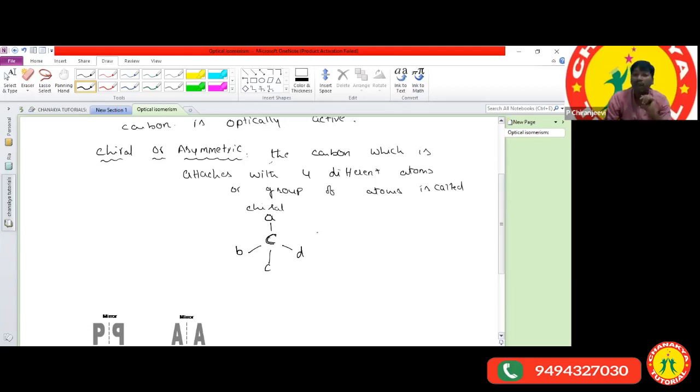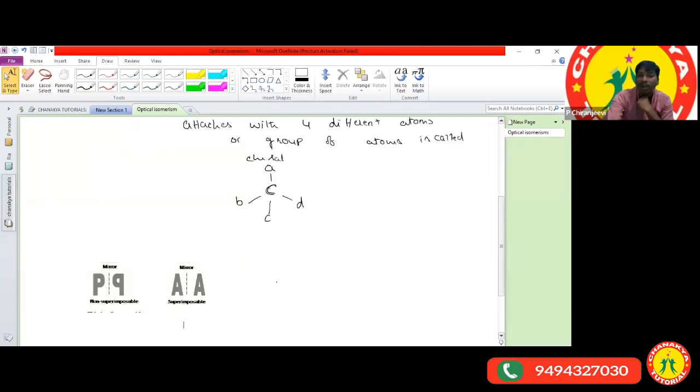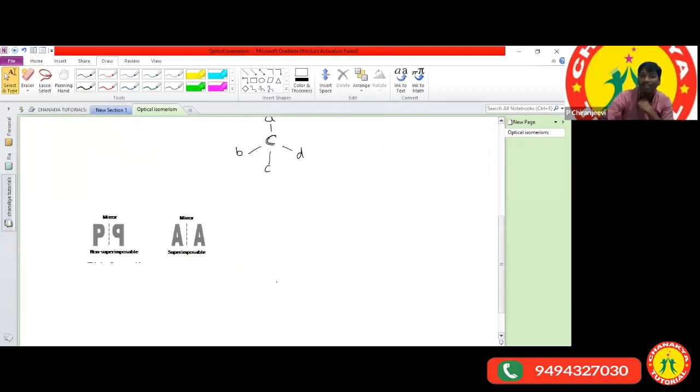And what other definition can we give? Sir, what is another definition we can give to explain optical activity? Optically active means non-superimposable mirror images. The compounds which have non-superimposable mirror images, those we can also call optically active compounds.